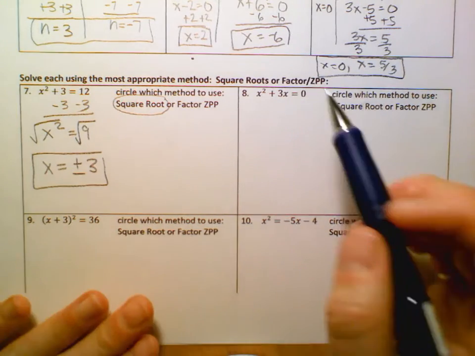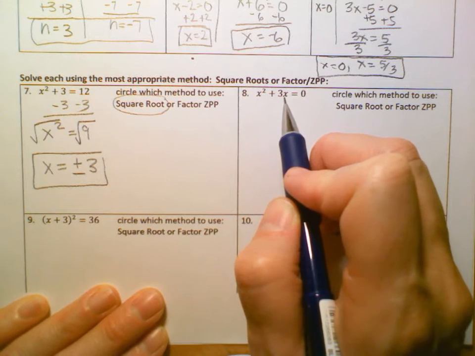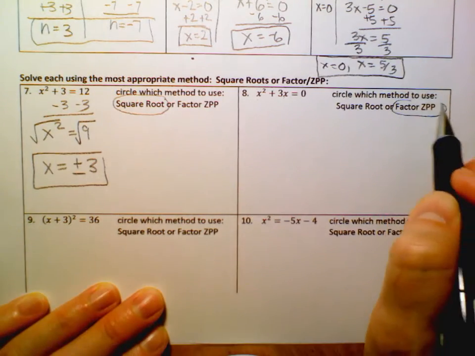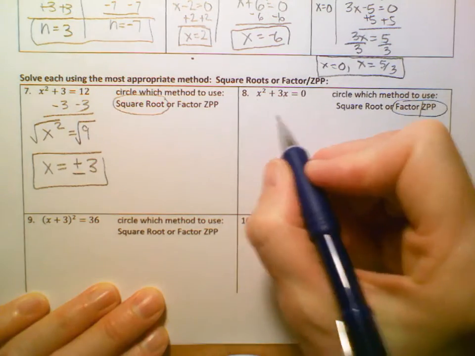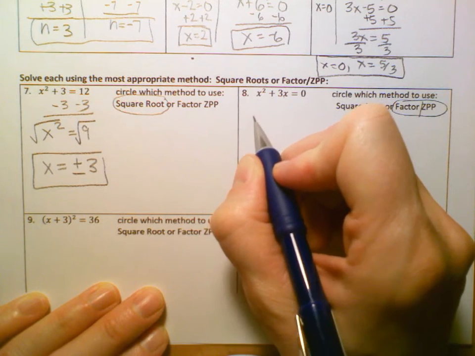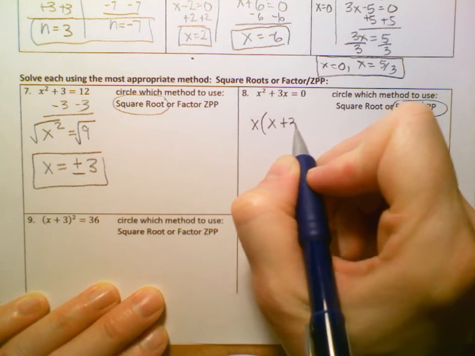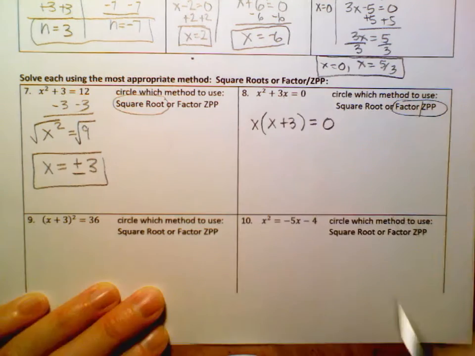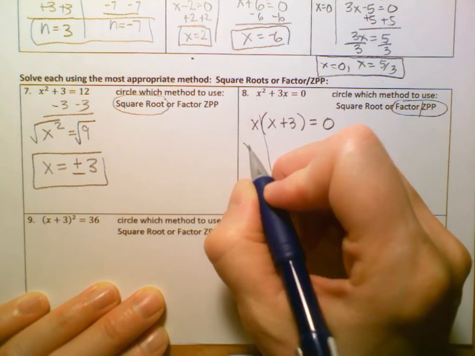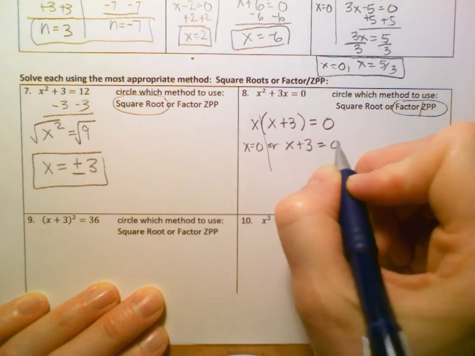Okay, number 8, with another x in there, we cannot use the square root method. So this one has to be this method, factor slash ZPP, zero product property. So we're going to factor out an x, is all we can do here. Okay, and then zero product property, x equals 0 or x plus 3 equals 0.